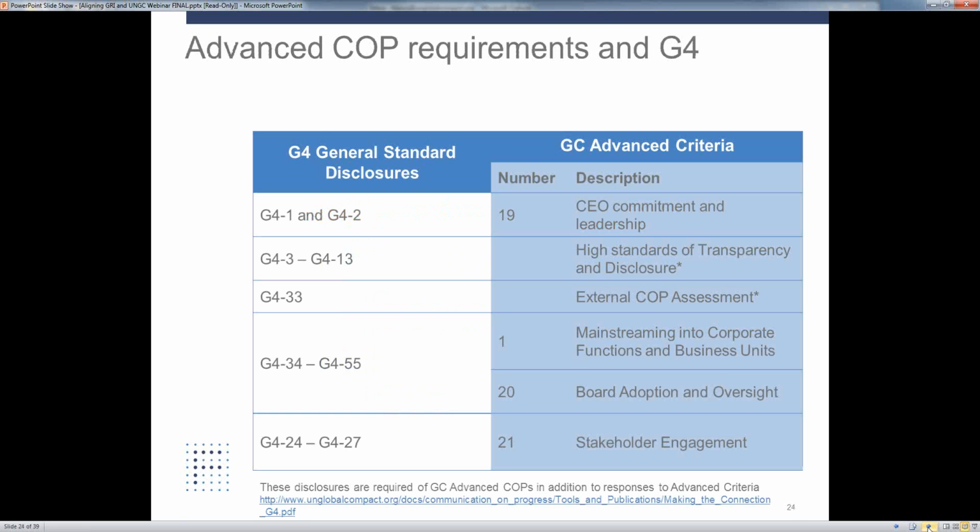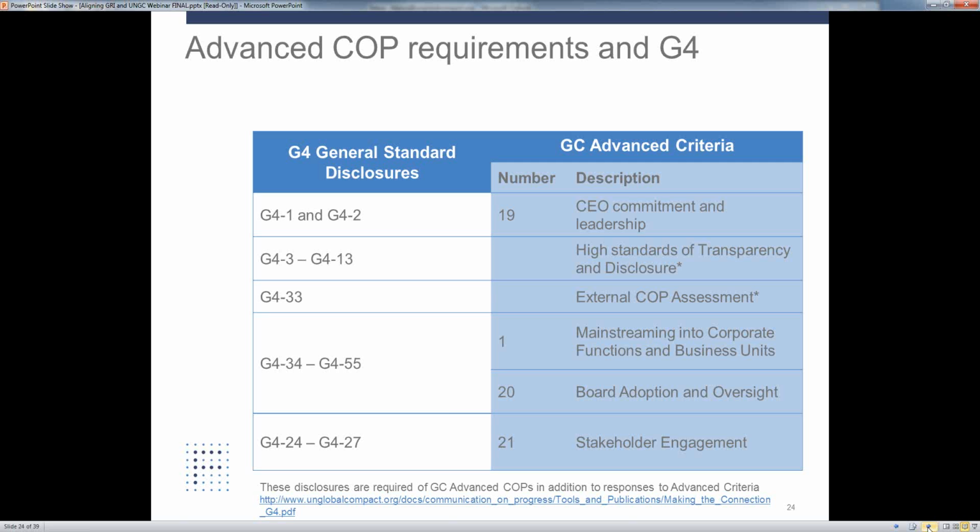For the next slide, we've gone to the document that's called Making the Connection. This is a document that Anna referred to earlier, and it's actually a very useful resource. If you are a GRI reporter looking to fulfill COP requirements or vice versa, this document really lays out very clearly where the alignments are between the G4 disclosures, both the general standard disclosures as well as the specific standard disclosures, and the Global Compact advanced criteria.